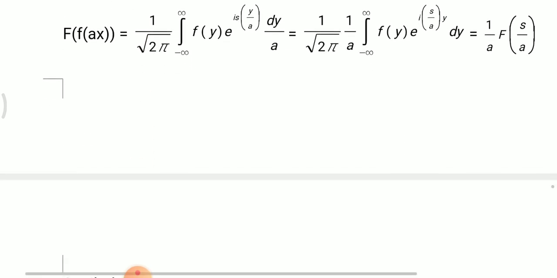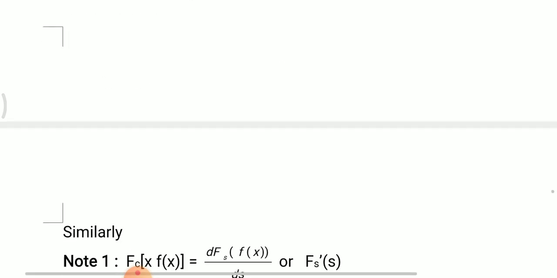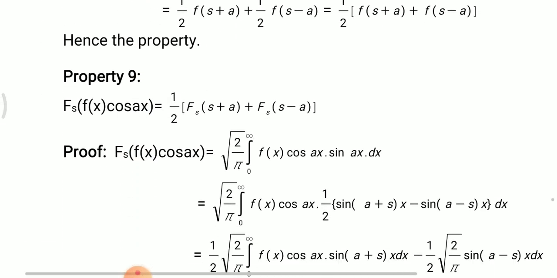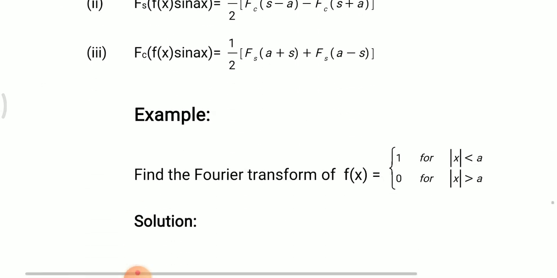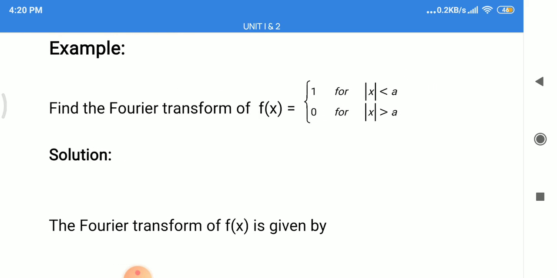Similarly, the proofs of the properties are the same thing. This is the way we have to prove all our important properties. Sometimes they ask directly for 2 marks, right? So this is the very first example of the Fourier transform.